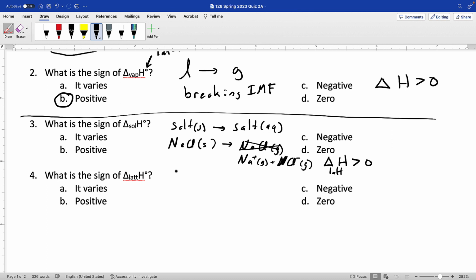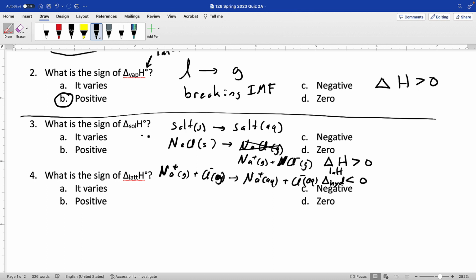On the other hand, if we take those ions that are in the gas phase and separated and then plunge them into water to get aqueous ions, now we're making ion-dipole interactions. That's delta H of hydration. That's going to be a negative number because we're making ion-dipole interactions in this second reaction.